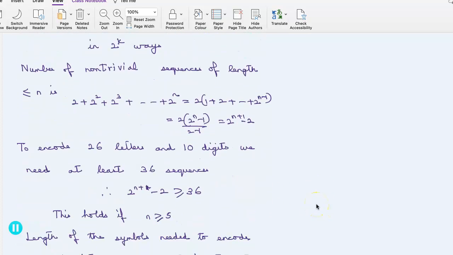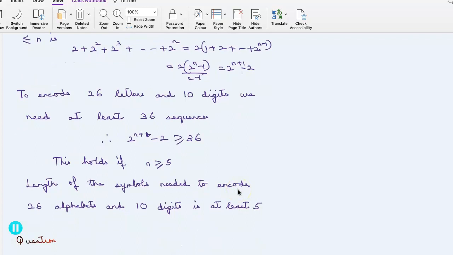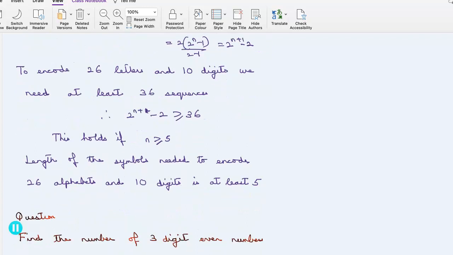To encode 26 letters and 10 digits, we need at least 36 sequences. So we have 2 raised to n plus 1 minus 2 has to be greater than or equal to 36, because this is the number of sequences. But we need at least 36, 26 plus 10. So by trial and error, if we take the values of n, if n is greater than or equal to 5, this is satisfied. So the length of the symbols needed to encode 26 alphabets and 10 digits is at least 5.